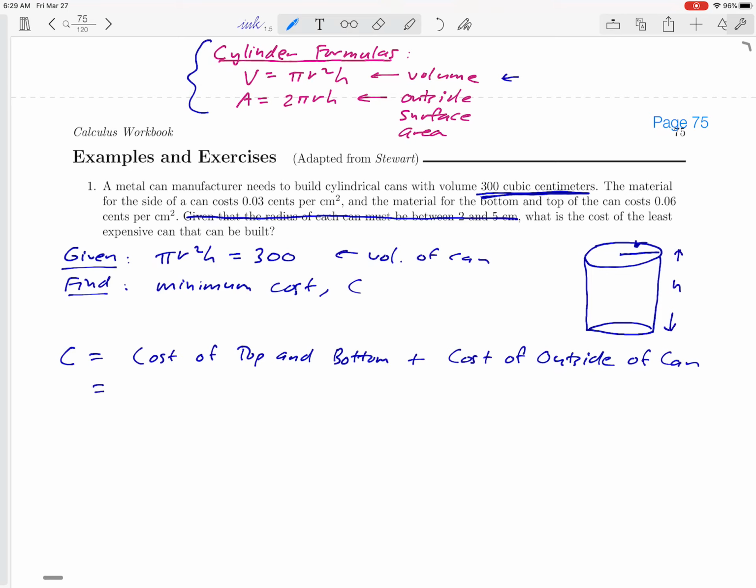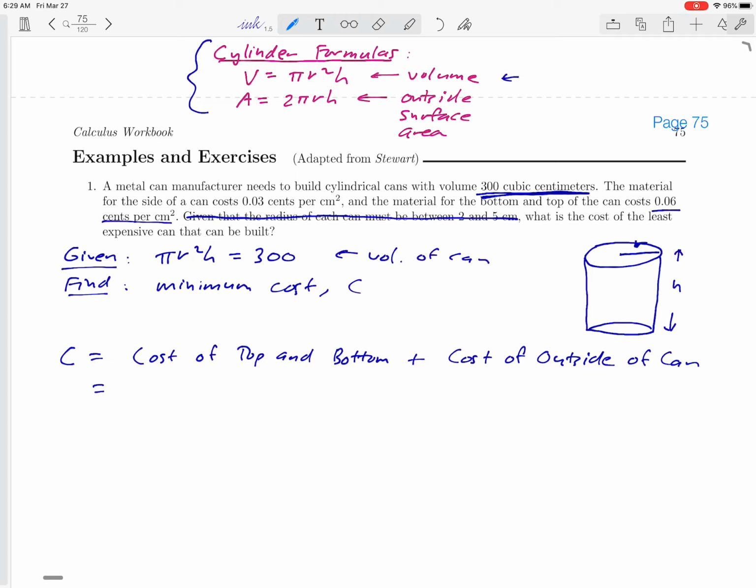That's kind of a natural way to break it up because the cost of the materials for those different parts of the can are different. Okay, so if we focus just on the first part of this, the cost of the top and the bottom, we could ask ourselves, what's the cost of the material for the top and the bottom?